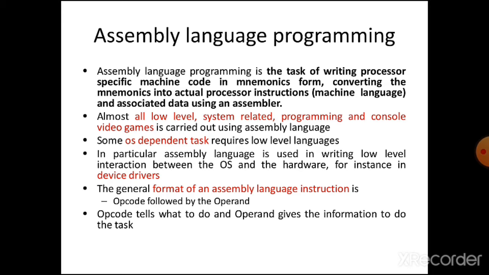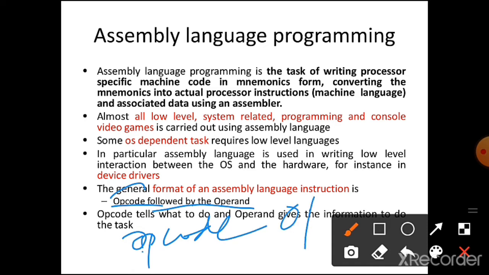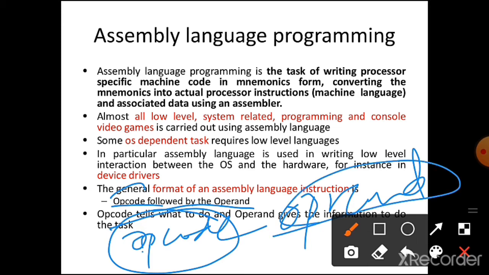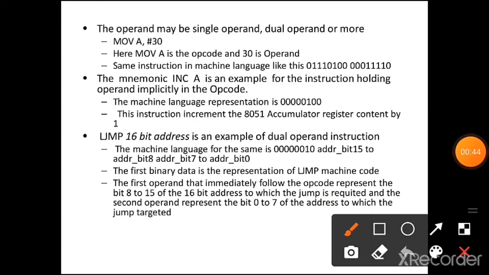Next, what is the format of an assembly language instruction? Here the first part is the opcode, which is followed by an operand. When we write an instruction, first comes the opcode, then it specifies the operand. The opcode tells what to do, and the operand gives the information to do the task. For example, MOV A, #30. Here MOV A is the opcode and 30 is the operand.